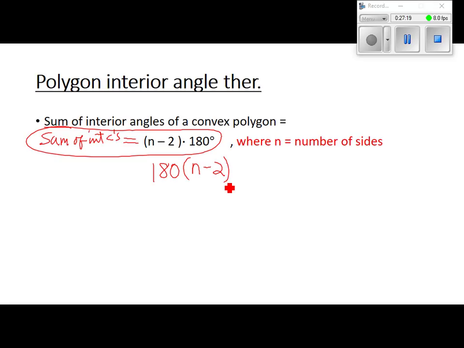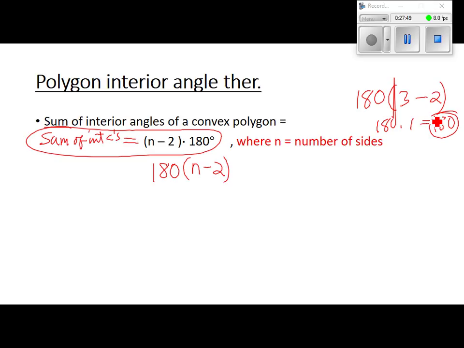We already know a triangle. The interior angles of a triangle always add up to equal? 180. So we know that. What would I put in place of n here if we were dealing with a triangle? 3, because it's got 3 sides. So 180 times 3 minus 2. What's 3 minus 2? 1. What's 1 times 180? What do we know about the 3 angles in a 3-sided figure? They always add up to 180.